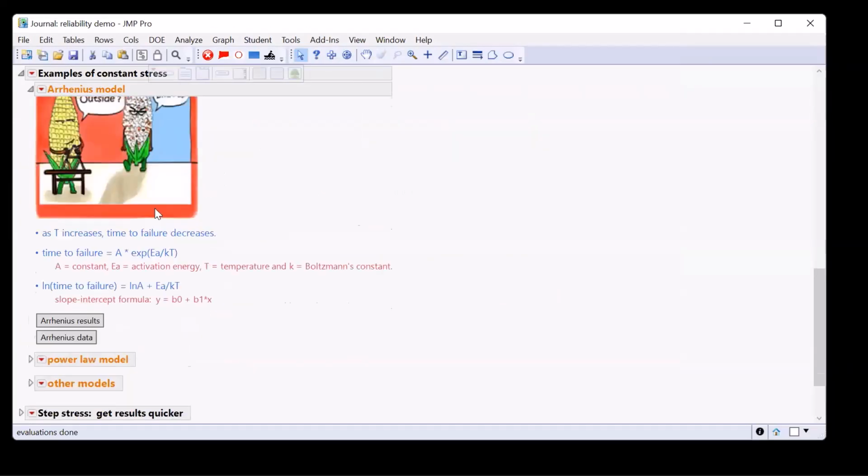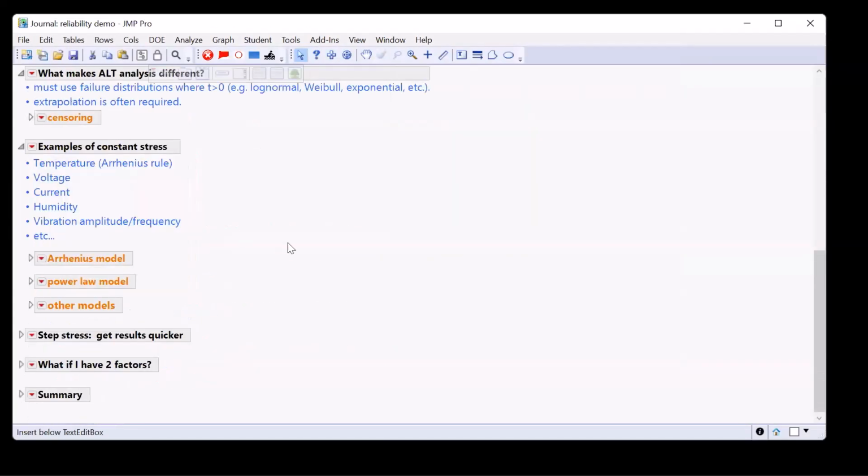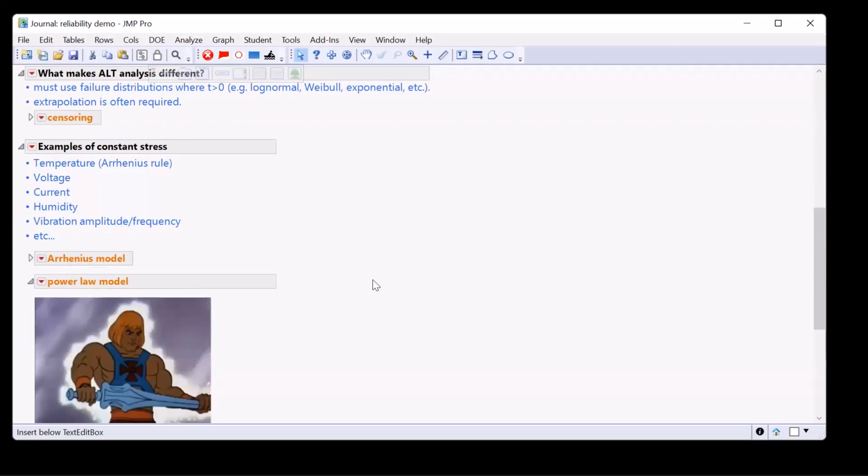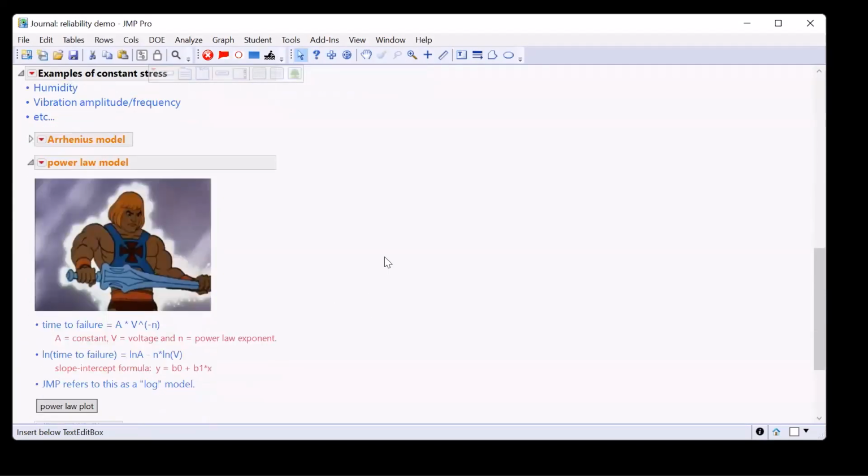Okay. So we talked about the Arrhenius model. Let's talk about the power law model. What do I mean by power law? I'm talking about a power law exponent. It's not that I'm hitting the part with power or something like that. The power comes from the exponent.